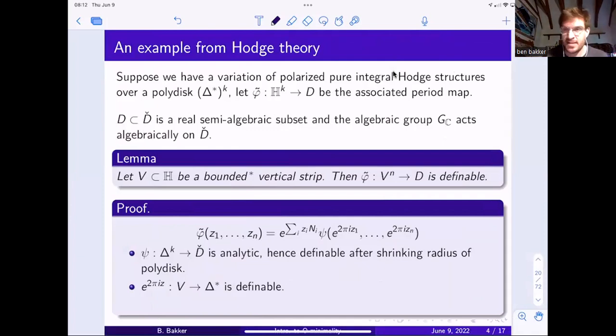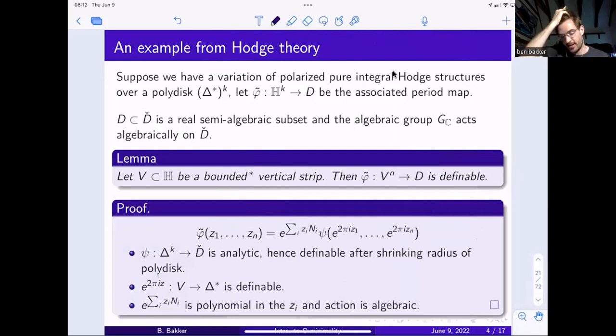E to the 2 pi i z from a bounded vertical strip to the punctured disk, as we just saw, is definable. So that means this whole chunk is definable. And finally, this variation of Hodge structures has quasi-unipotent monodromy.